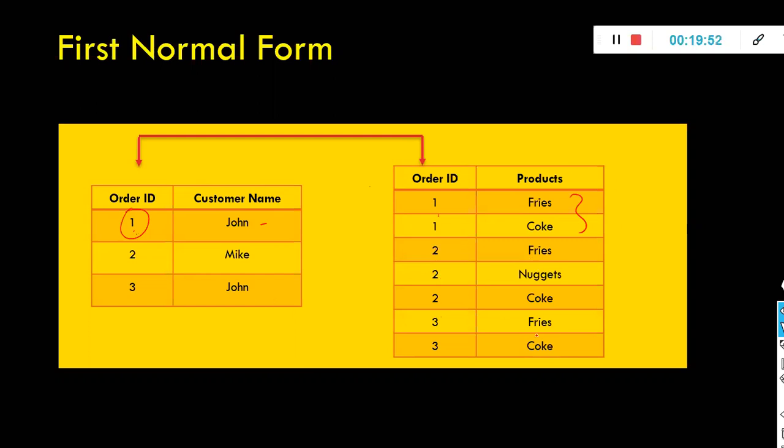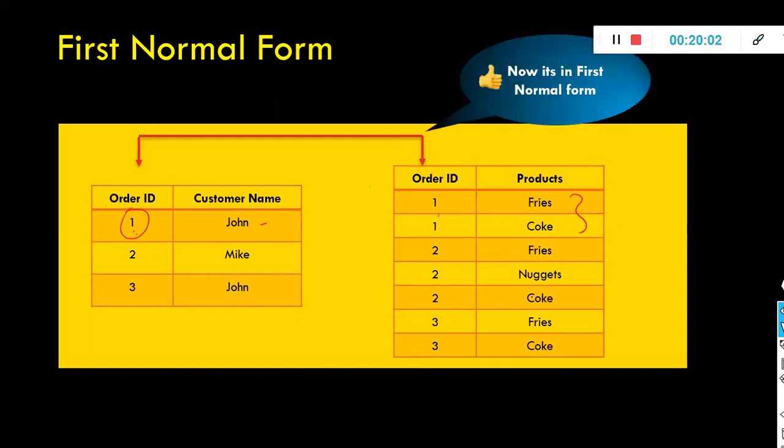John has ordered 2 products in order ID 3. In order ID 2, in my case, 3 products were ordered. Okay. So now we are able to solve the issue, right? So now it is in first normal form. Now you understood we have split a single table into more than one table. For this, we have used first normal form.